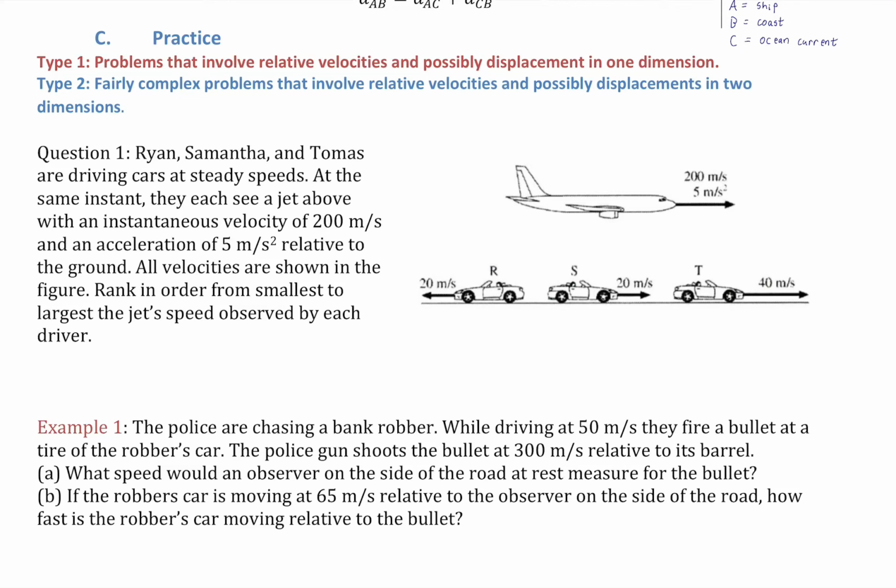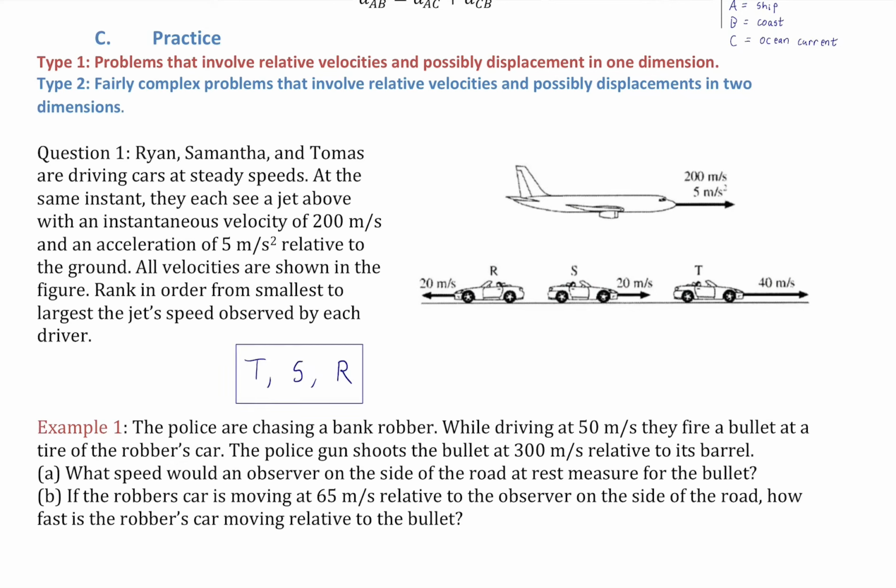relative velocities, and definitely try to answer it yourself before I go over the solution. Ryan, Samantha, and Tomas are driving cars at steady speeds. At the same instant, they each see a jet above with an instantaneous velocity of 200 meters per second and an acceleration of 5 meters per second squared relative to the ground. That acceleration will not come up in the question. All velocities are shown in the figure. Rank in order from smallest to largest the jet speed observed by each driver.